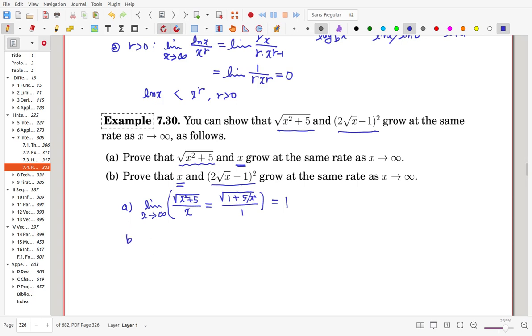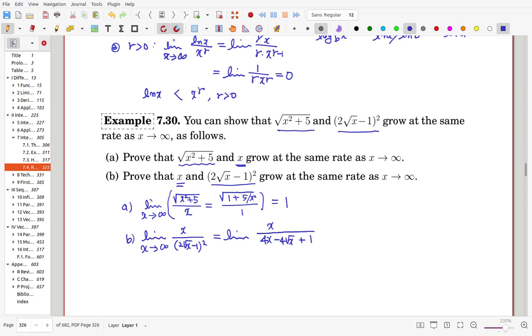Now, part B, again the same. Limit as x approaches infinity. We can write x first, or this term first, it doesn't matter. So let's say x is on the top, and the bottom is 2 square root of x minus 1, squared. Same limit, and we can expand the bottom. That is 4x, minus 4 square root of x, plus 1, right?